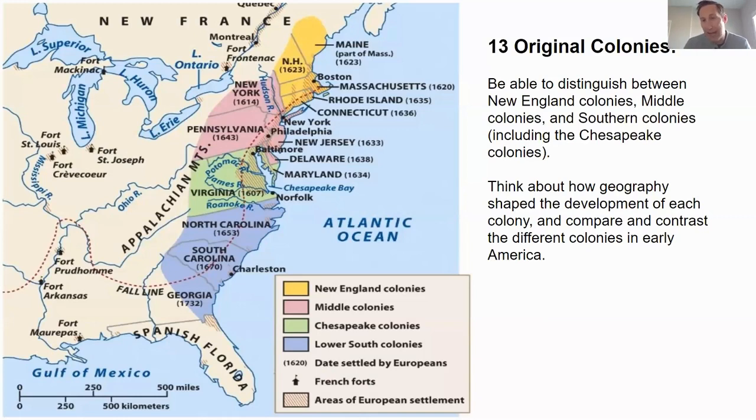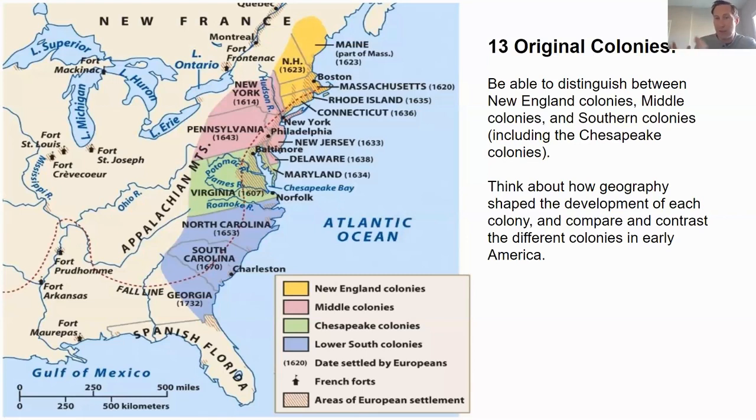They did not grow cotton during the colonial period. That's going to come later. The main cash crop in the colonial period is tobacco. And we're going to see that being grown in Virginia and North Carolina. As you get down to South Carolina, you're going to see rice and indigo also becoming important cash crops.